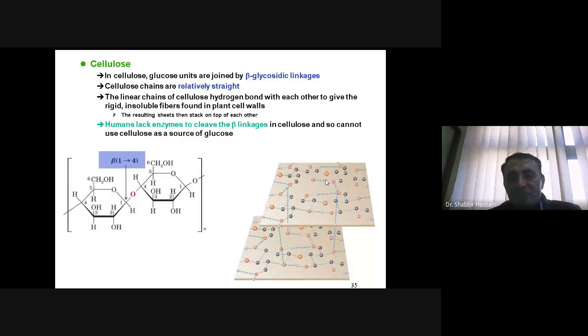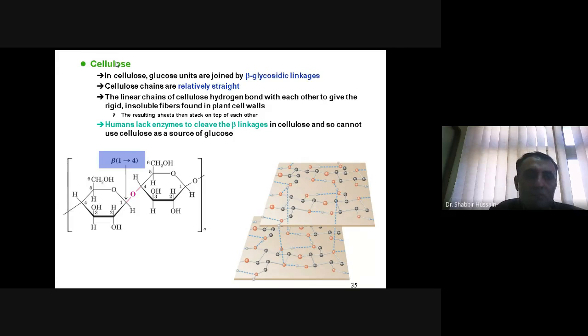So the linear chains of cellulose hydrogen bonds with each other to give the rigidity in cell wall, and insoluble fibers found in cell wall is due to these cellulose molecules which are in linear chain that are connected with each other through hydrogen bond, right? The resulting sheets then stack on top of each other, right? Sheets की फॉर्म में एक दूसरे के ऊपर होते हैं.